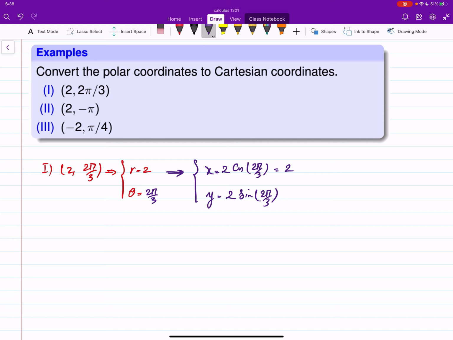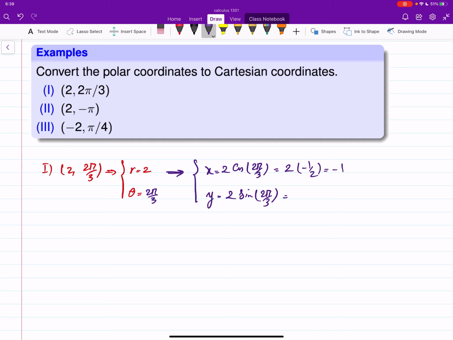Cosine of 2 pi over 3 is negative one half, so the x coordinate is negative 1. Sine of 2 pi over 3 is root 3 over 2, so y is going to be root 3. So the Cartesian, or rectangular, coordinate is (negative 1, root 3).